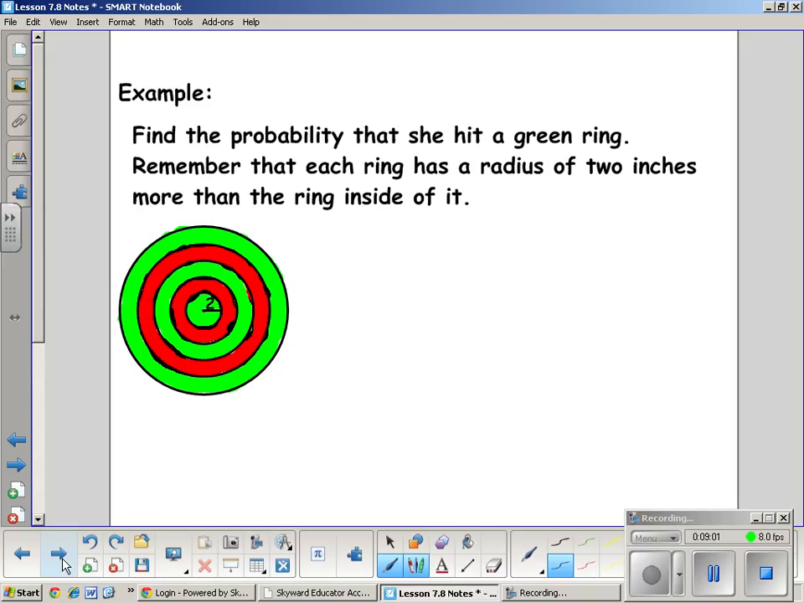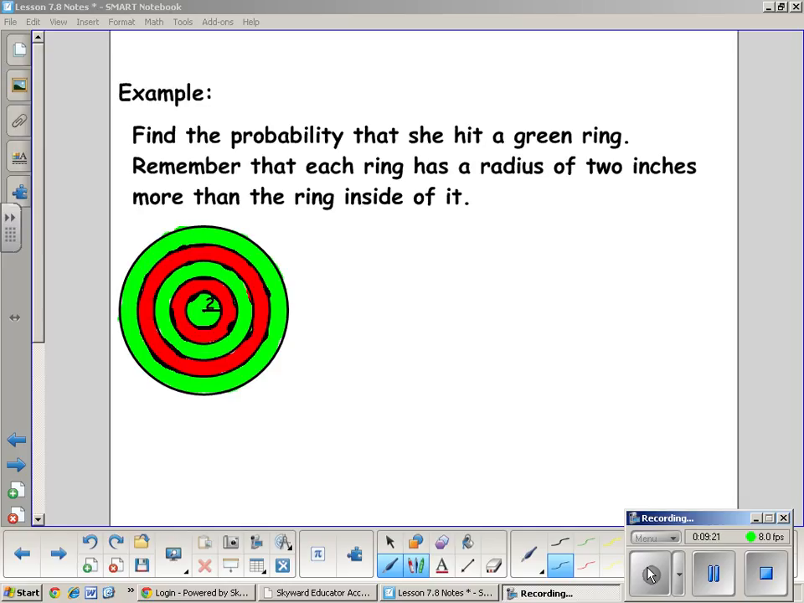Well, let's look at this one first. What's the probability that she lands on a green ring? This will be the last one. Let you copy it down. Time on your quiz. So, find the probability that she hit the green ring. Remember that each ring has a radius of 2 inches more than the ring inside of it.